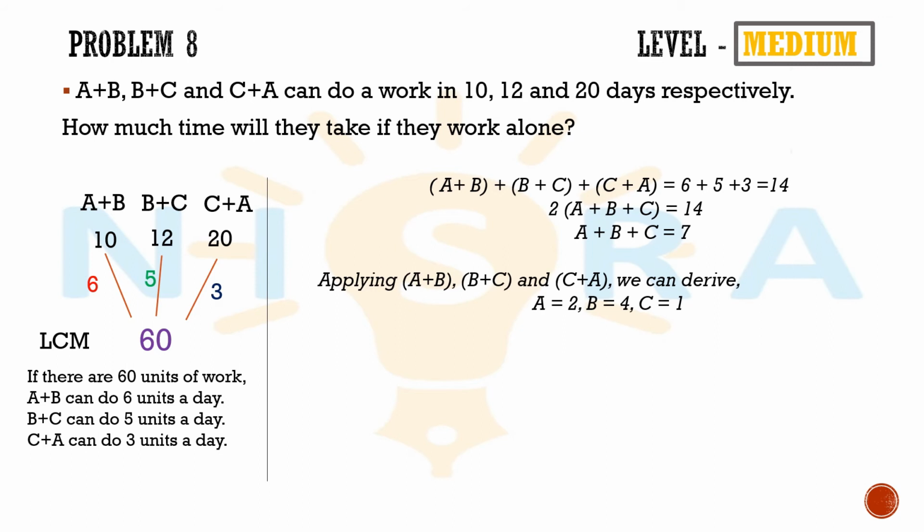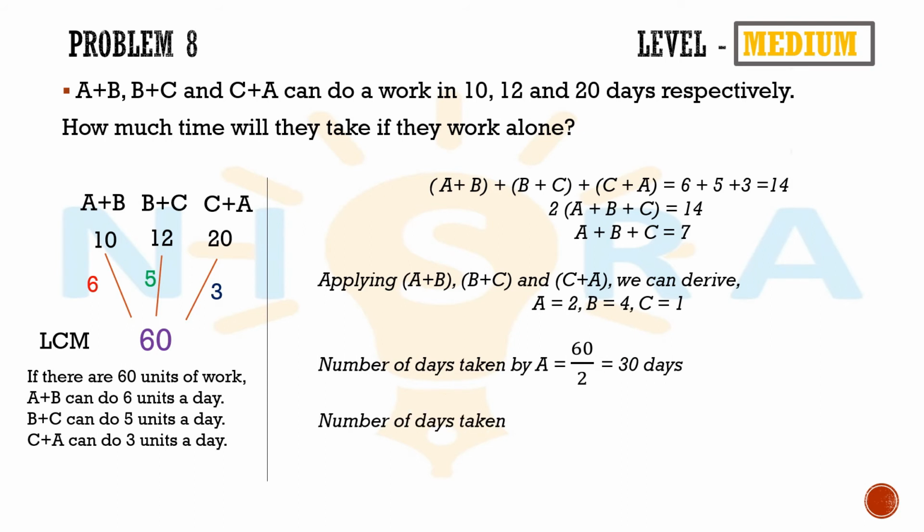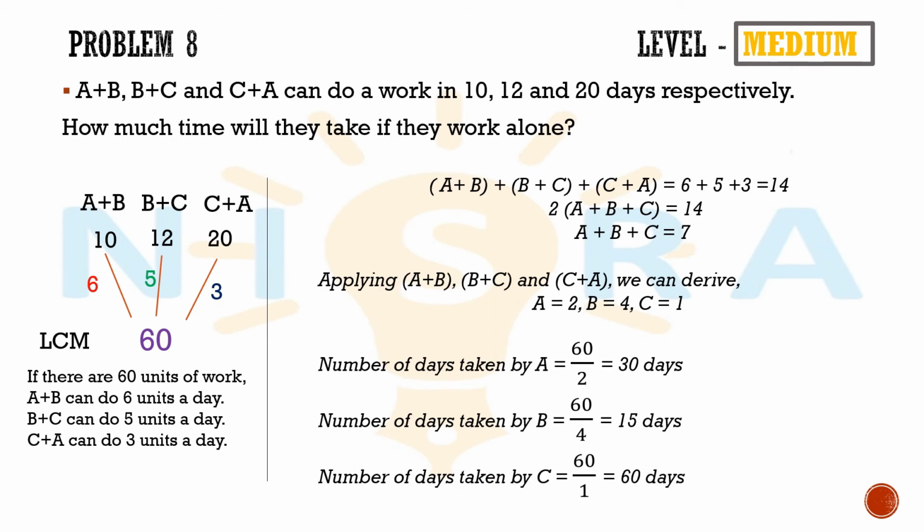Now, if we divide the total units by the units each person can complete, we can find the number of days each person can complete the work. The number of days taken by A will be 60 divided by 2, which is 30 days. The number of days taken by B will be 60 divided by 4, which is 15 days. The number of days taken by C will be 60 divided by 1, which is 60 days.